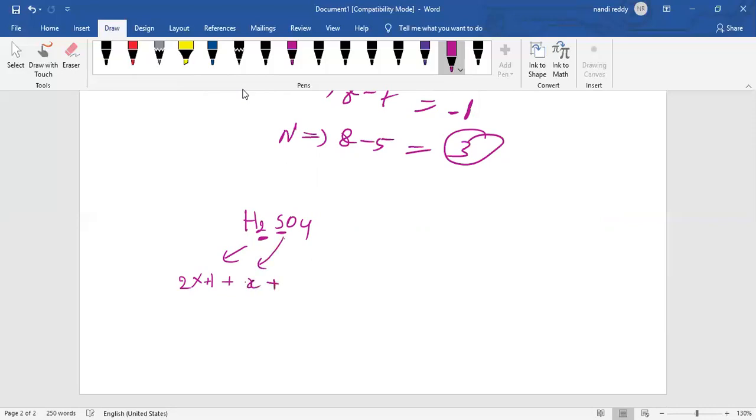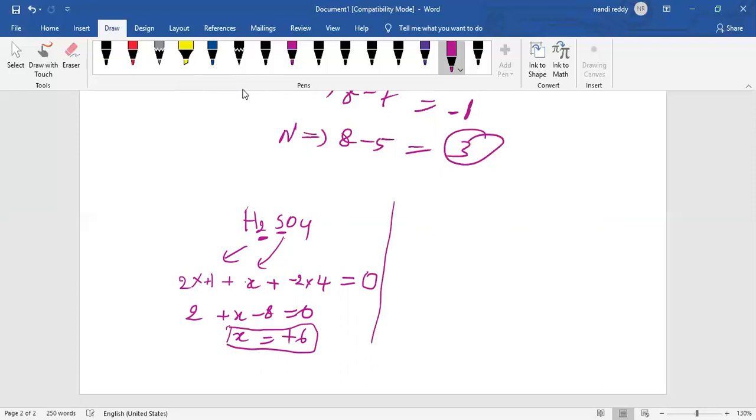plus oxygen. Each oxygen is -2, but how many oxygens here? 4. Equal to, is there any charge? No. If there is no charge, we set it equal to 0. Then this is 2 plus x minus 8 equal to 0. Then x equals +6. By solving this we get x equal to +6.